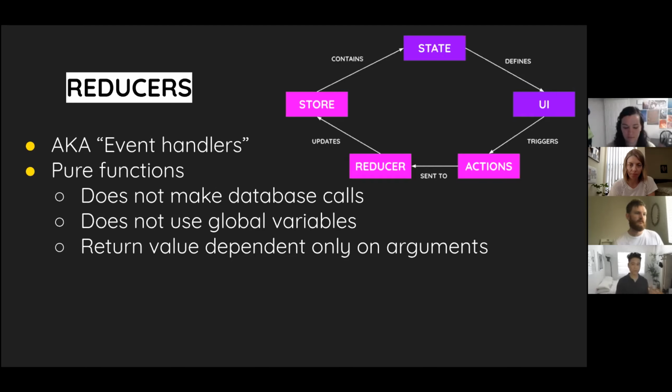Here, it's worth noting that reducers should be written as pure functions. So some key characteristics of pure functions are that they do not make calls to the database. As you know, external data is subject to change outside the function, as well as global variables, which are also subject to change elsewhere. And basically the return value of that function is dependent solely on the values that are passed in. So in this case, it would be the current state and what action is to happen.